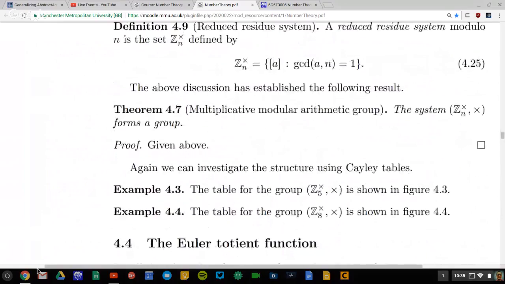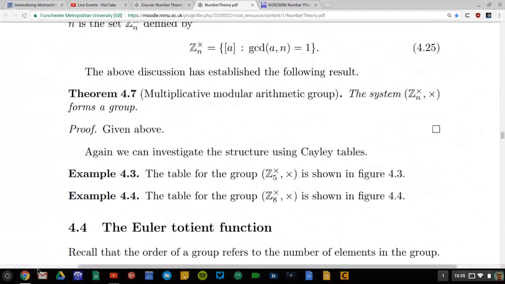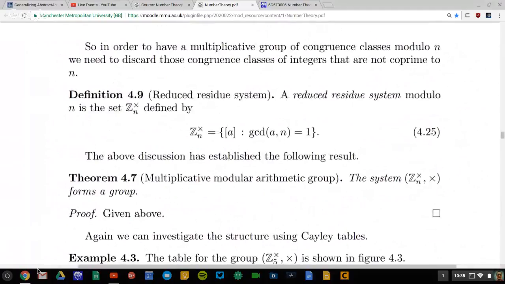Okay, so that's kind of contained in this theorem 4.7 and definition 4.9. Again, just introducing some more terminology. Standard terminology for this is the reduced residue system. When you look at Z modulo 15, and you think of all the integers 0, 1, 2, of course 0 was another one that didn't have an inverse there.